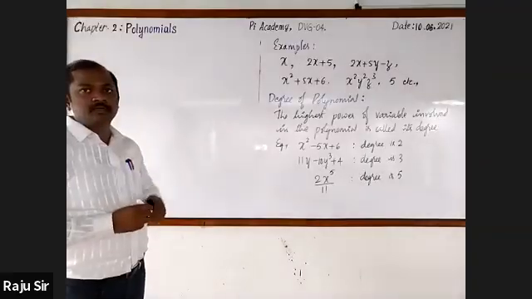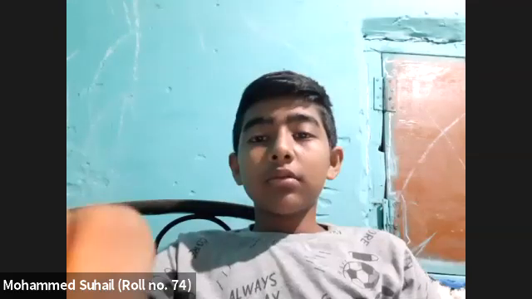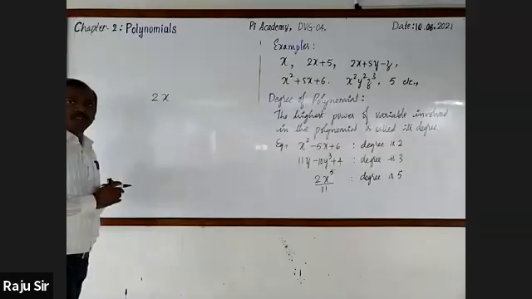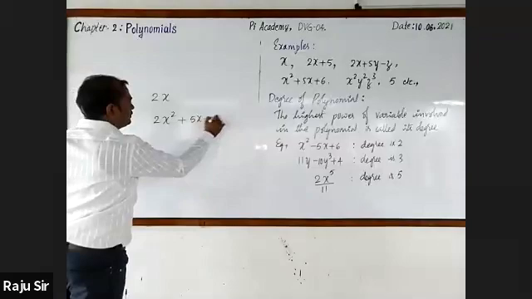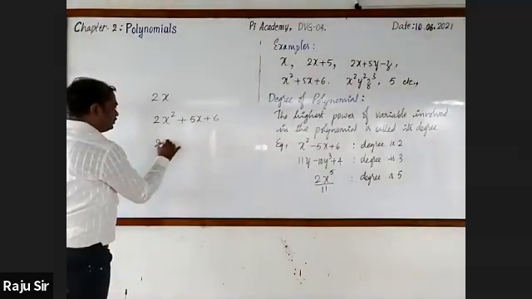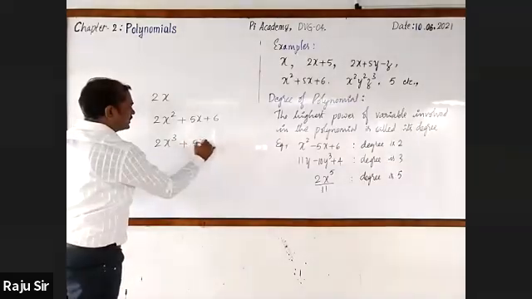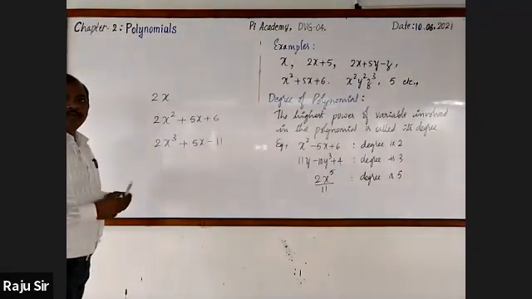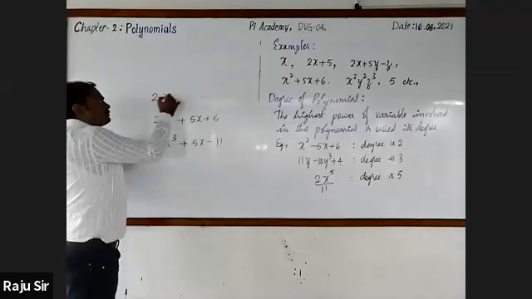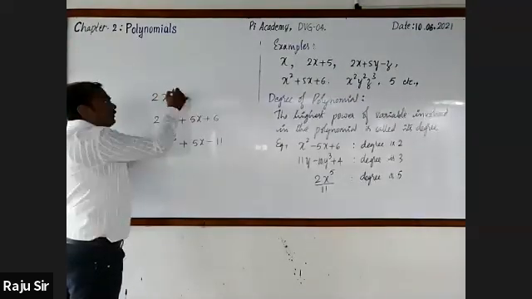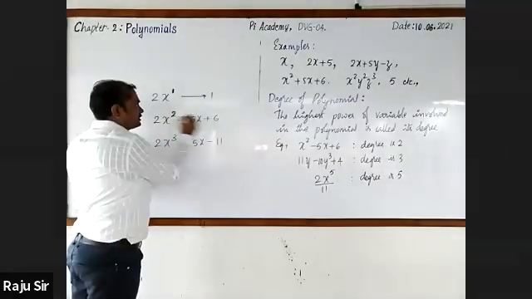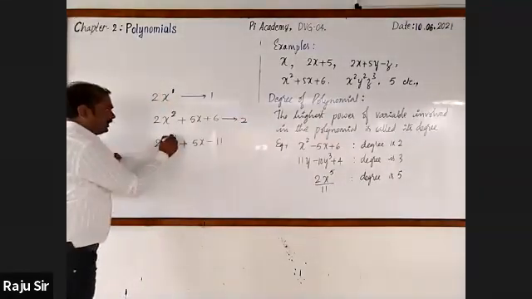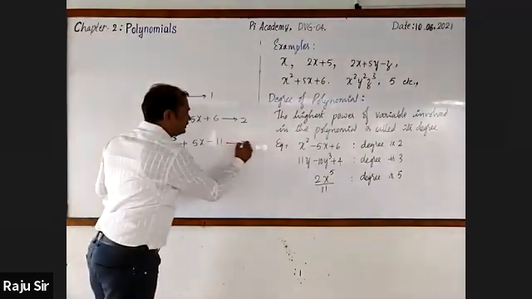Linear, quadratic, cubic, biquadratic. Don't tell, just observe. Look at it. Here I'll write 2x, only 2x. Then here I'll write 2x square plus 5x plus 6. Then here I'll write 2x cube plus 5x minus 11. You can come to know that in the first polynomial, the highest power is 1, therefore its degree is 1. Here highest power is 2, degree is 2. Here highest power is 3, degree is 3.